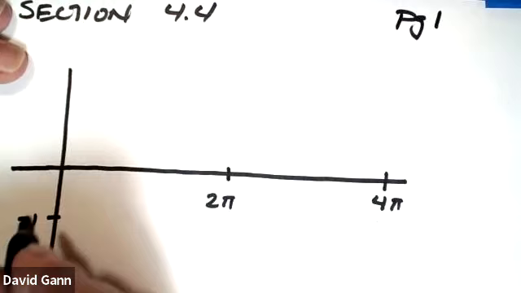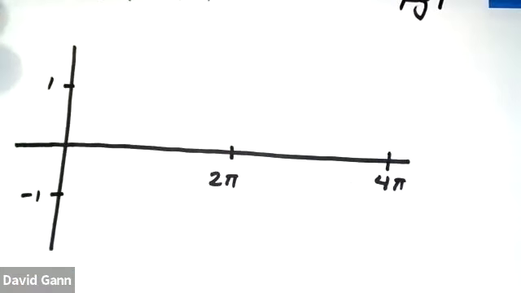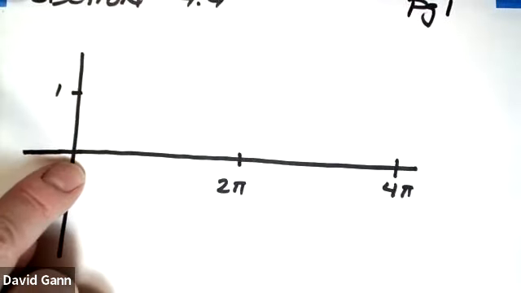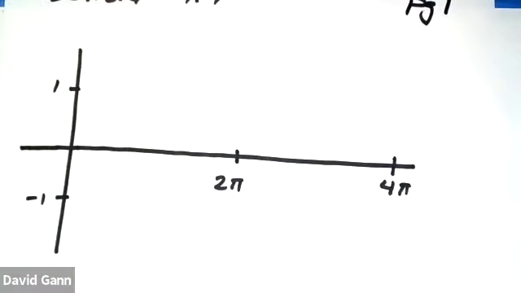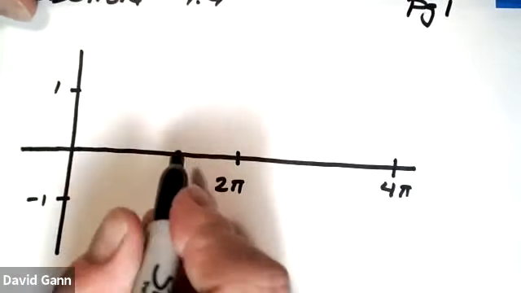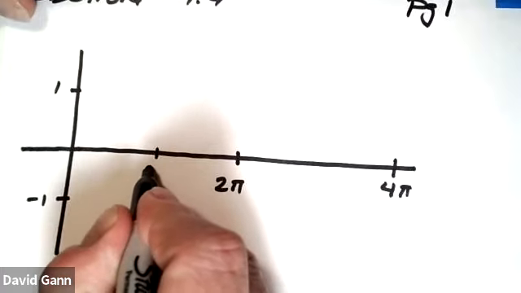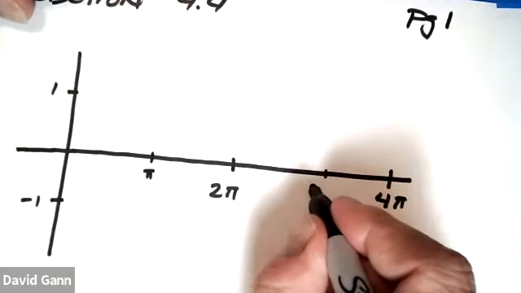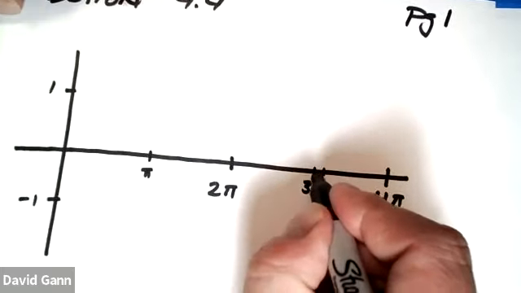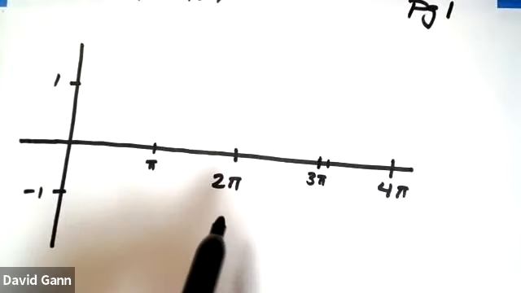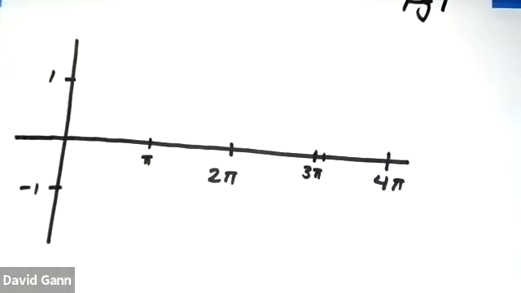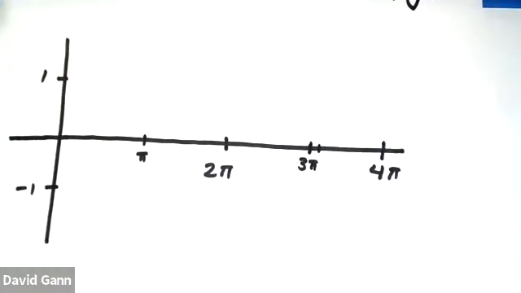So this will be -1 and 1. Remember that cosine starts at a maximum at the origin, so this graph will be y equals cosine of x. About halfway through, at pi, it achieves a minimum, back to a maximum at 2 pi, and at 3 pi it's back to a minimum and then back to a maximum. So this oscillates back and forth, as you probably remember.